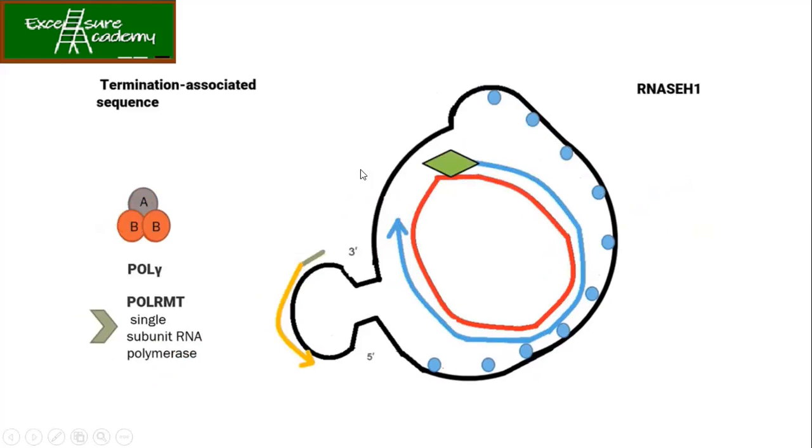Now, termination associated sequences. In both cases, your heavy strand is going to have the termination sequence, where the DNA polymerase will stop the replication, and you need to have the RNA primer removal also. Here the RNA primer removal is done by RNase H1. Okay, don't get confused about what was there and what is here.